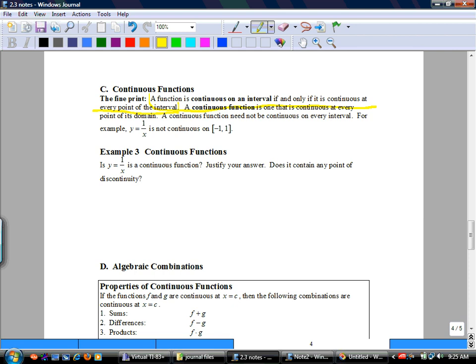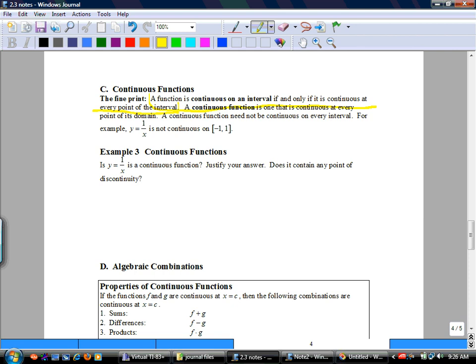I know, it's kind of weird. It is continuous. Okay. Let's read that sentence again. A function is continuous on an interval if and only if it is continuous on every point in the interval. A continuous function is one that is continuous in every point of its domain. They are not saying the same thing. So it says -1, comma, -0.001. It would be continuous on that interval, yes.